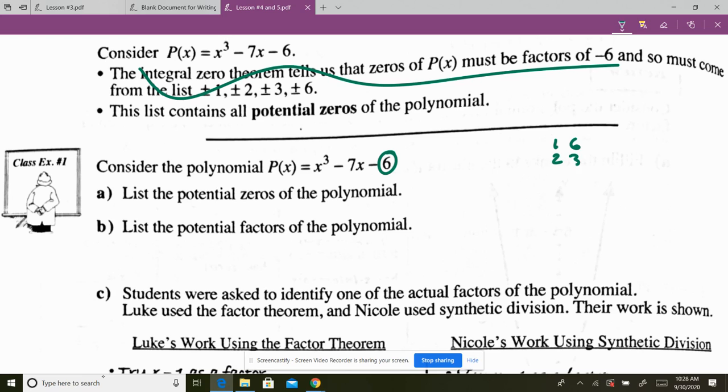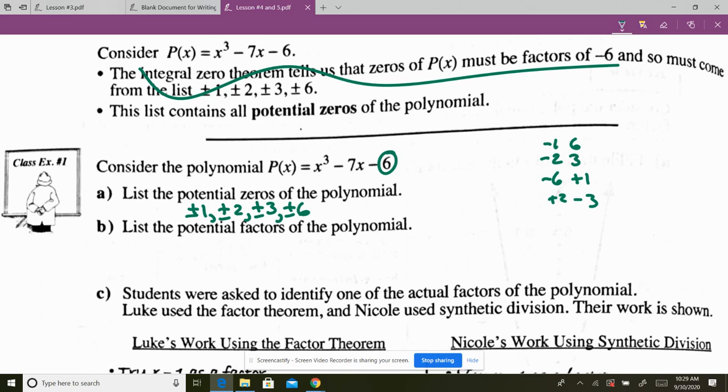2 and 3. Now, you could have -1 and +6 to get -6, right? Or you could have -6 and +1. Or you could have -2 and +3, or +2 and -3. So when they ask for the potential zeros, it's actually easier if you just go ±1, ±2, ±3, ±6. You don't have to write +1 and then +2, -2. If you just put plus minus, I'm happy. So those are the potential zeros.